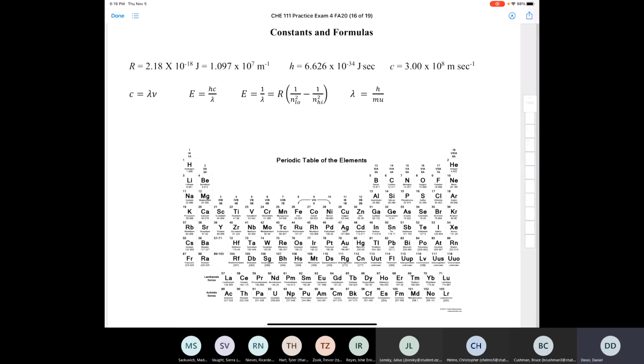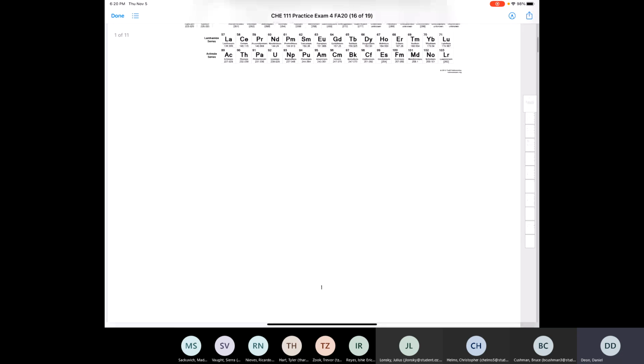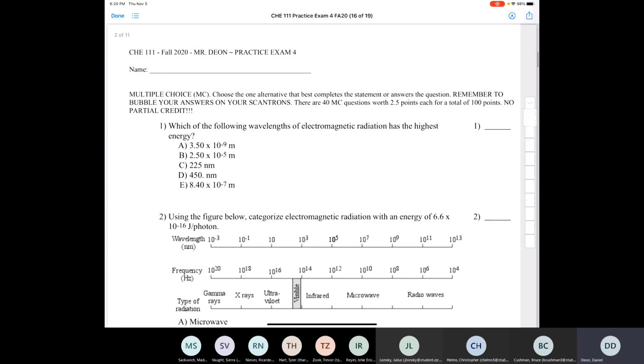We have the Rydberg constant, Planck's constant, the speed of light, and some formulas: energy of light, the speed of light, the Rydberg equation, and the de Broglie wavelength shown here. Then we also have the periodic table, which you're going to use mostly for the second half of the exam, right? Anyhow, let's get started here and tackle some of the questions.